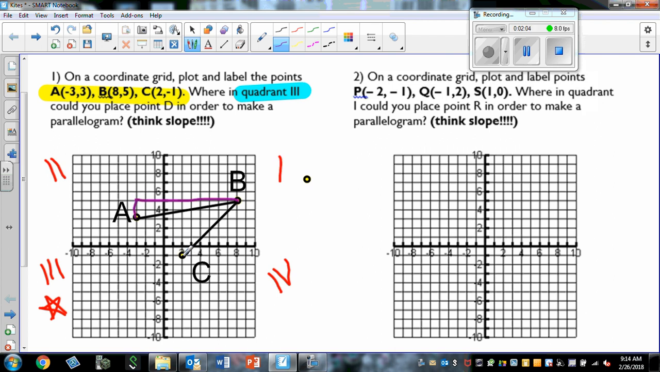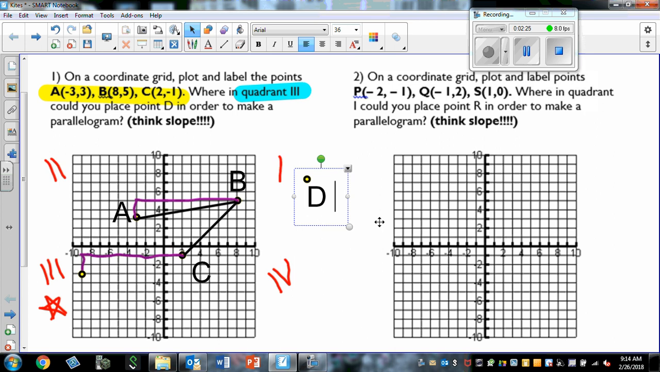So I'm going to go to C and do the same thing. I'm going to go backwards 1, 2, 3, 4, 5, 6, 7, 8, 9, 10, 11. And then I'm going to go down 2. And that is where point D should end up. Okay, so D is at -9, -3.